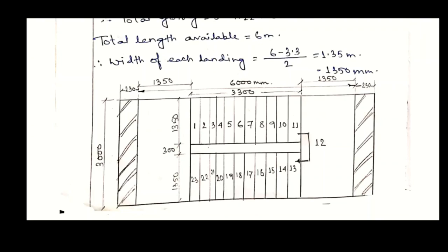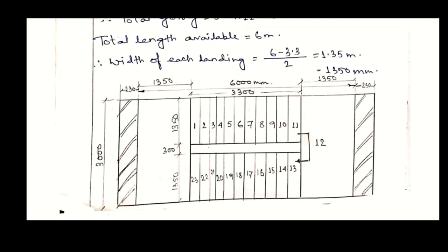3300 mm and the total number of treads per flight is 11. So this is marked here 1 2 3 4 5 6 7 8 9 10 11. The 12th is the landing, the mid landing. After that 13 14 15 16 17 18 19 20 21 22 23. After that the floor.